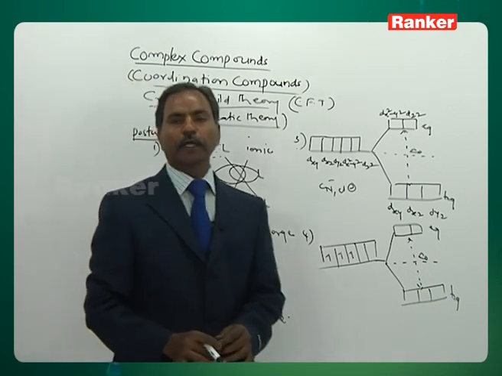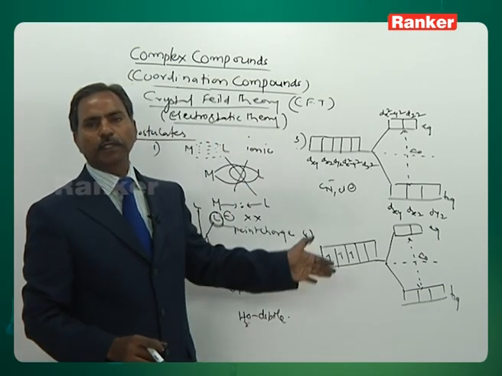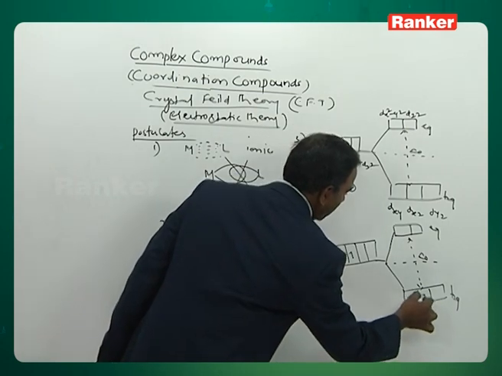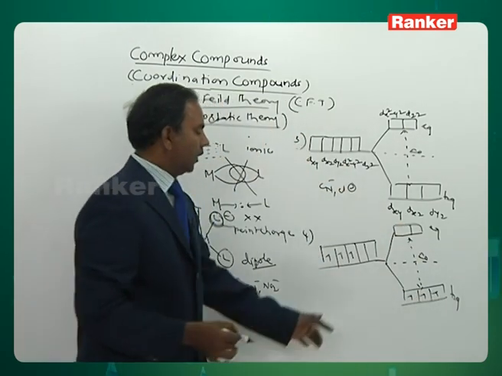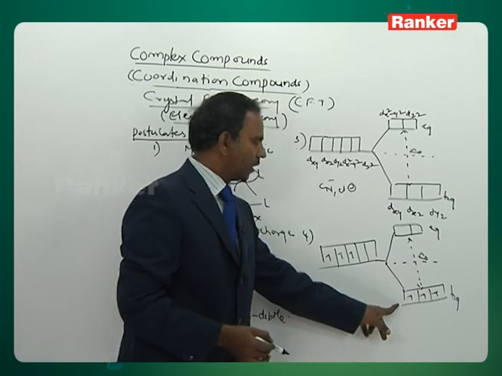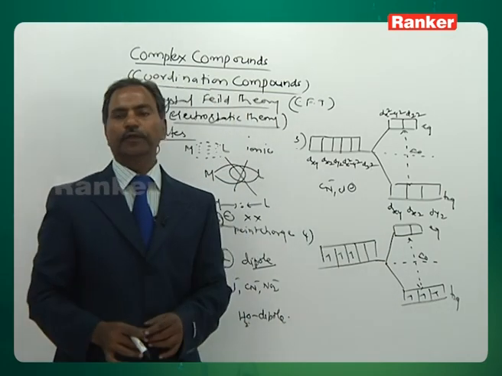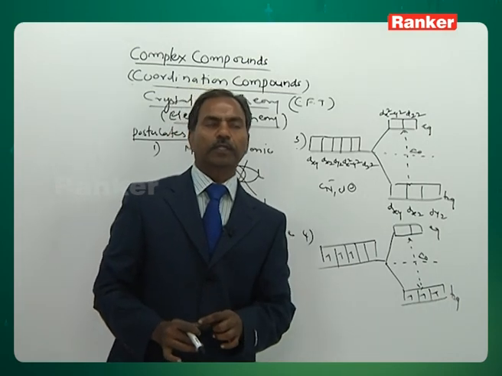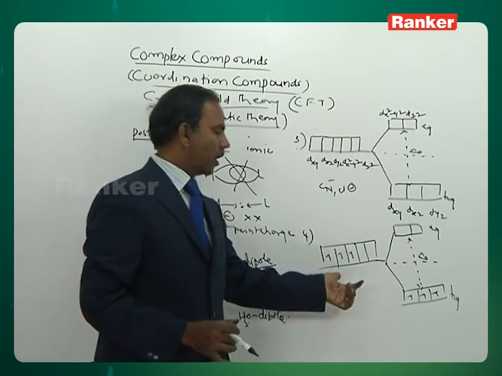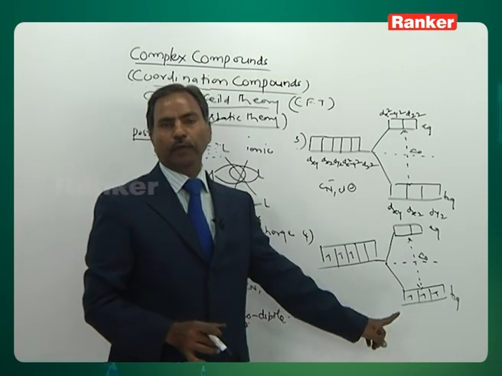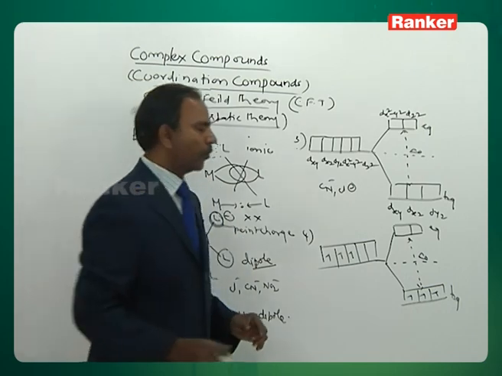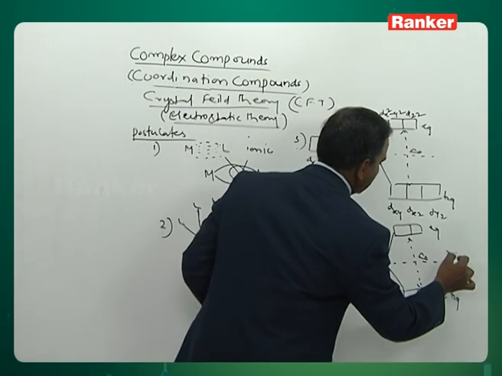After splitting of these d orbitals, the 3 electrons enter the lower energy levels. The energy difference between the lower energy level t2g and the higher level eg is very small. It is more or less equal to the energy of visible region light.